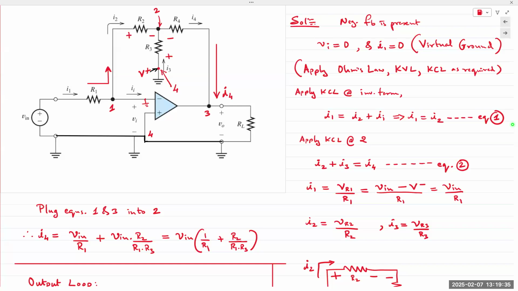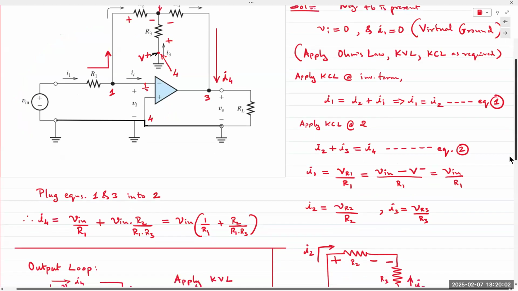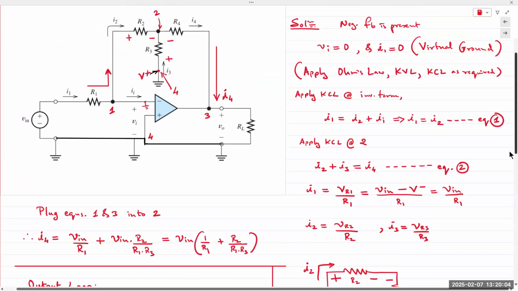Then, how about I2 and I3? Same thing from Ohm's law. I2 is VR2 over R2. I3 is VR3 over R3. Okay. Now here's the thing. We want to get V in into these equations in the mix. So we are going to redraw the circuit and look at it in just a little different way.